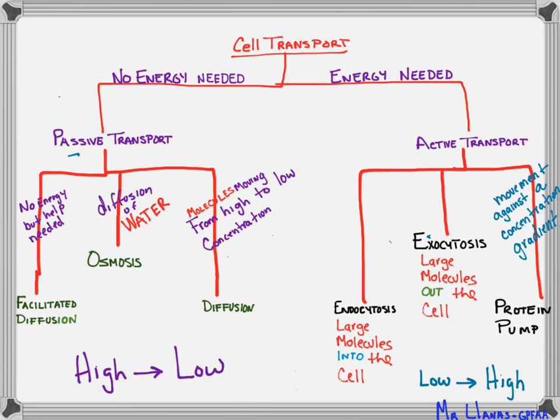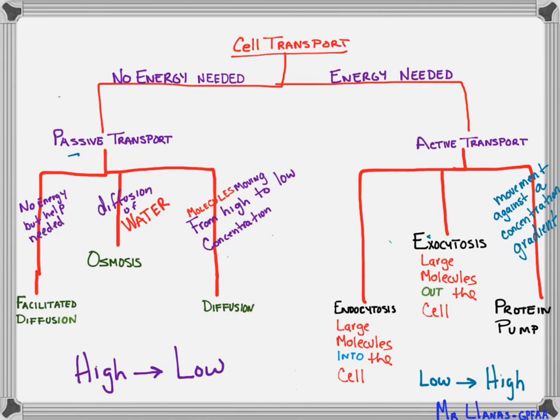Okay, so again, passive transport, no energy. It goes from high to low. Examples are facilitated diffusion, osmosis, and diffusion. And then active transport is low to high, and those include exocytosis, endocytosis, and protein pumps.